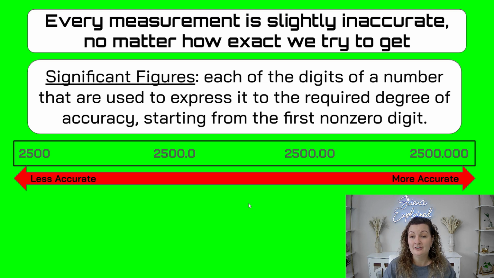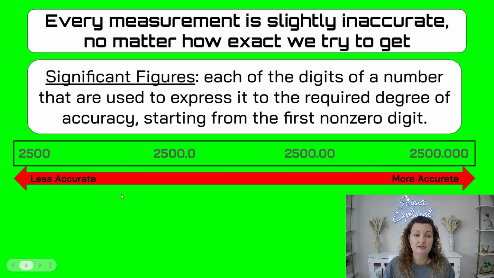So each of the digits of a number that are used to express it to the required degree of accuracy, starting from the first non-zero digit. And that may be really confusing to understand. I promise this will make more sense in just a second. But you just have to know everything pretty much is going to be inaccurate in some degree or some form. It's very hard to get things that are exactly accurate in our world because this is not a perfect world.